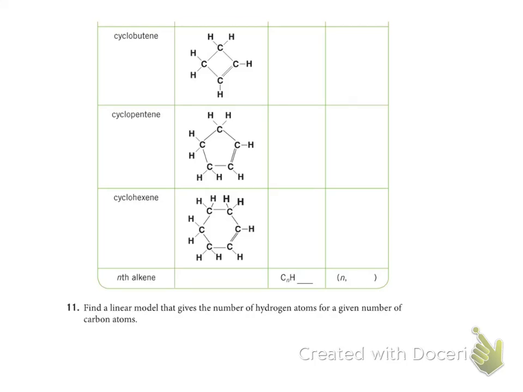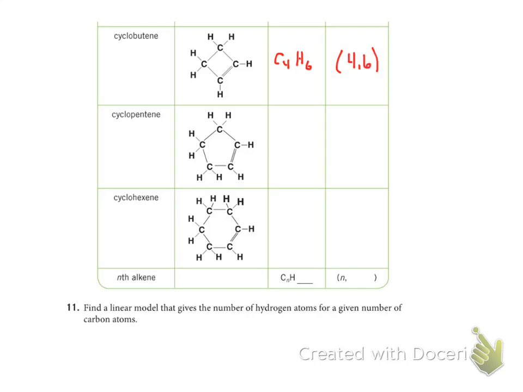Okay, so the very first one, cyclopropene, I do not have on this table that you see here, but in that example, there's 3 carbons and there's 4 hydrogens. So that gives you the point (3, 4). What about the first one here, the cyclobutene? How many carbons are there? 4. So C4H6. So what's our point, or the ordered pair? (4, 6).